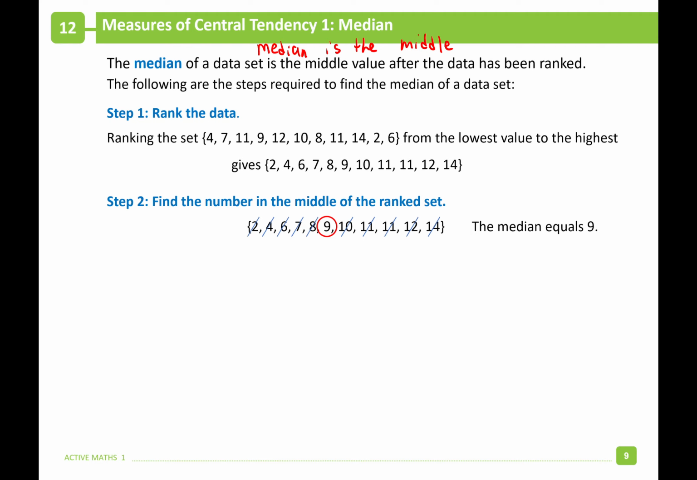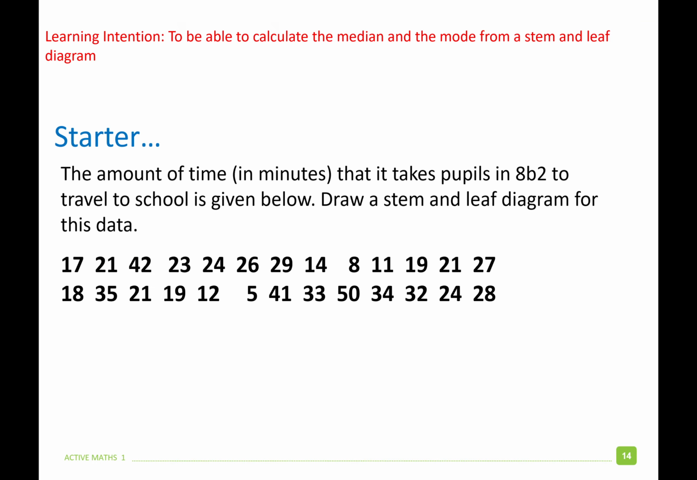If I had 2 values left in the middle, I would find the average of these numbers to find the median, i.e. add up those values and divide them by 2. Note that the median does not have to be a value in the dataset. Let's look at how we can apply the mode and the median to a stem and leaf diagram.